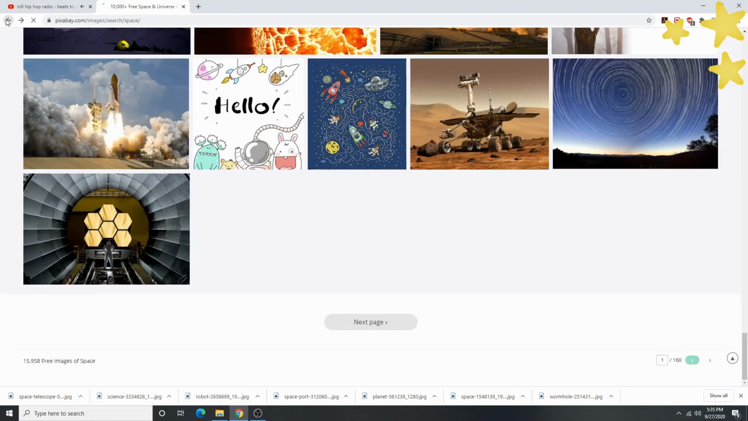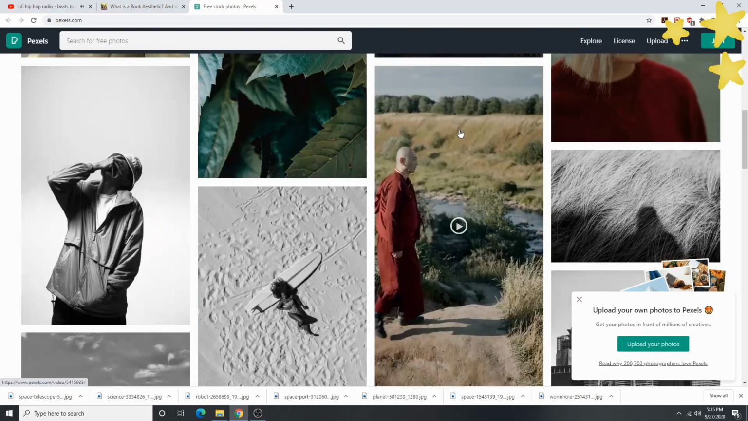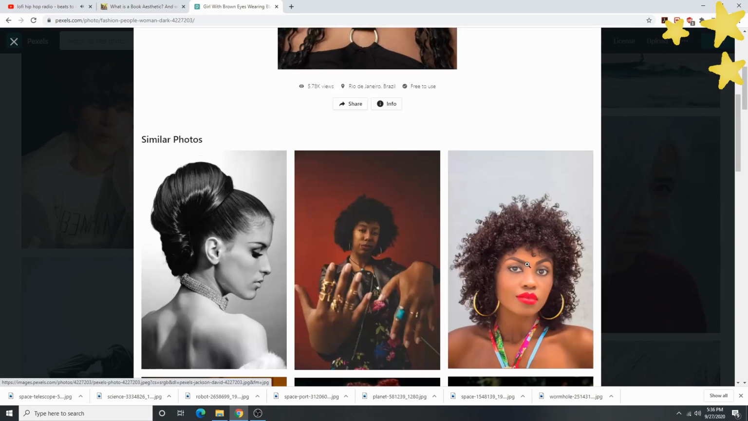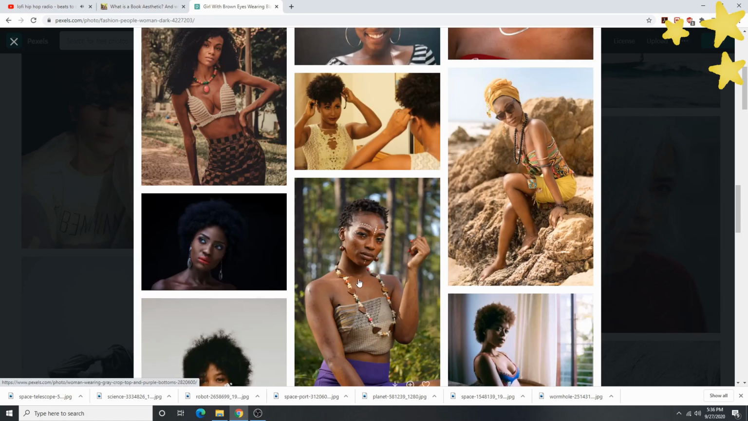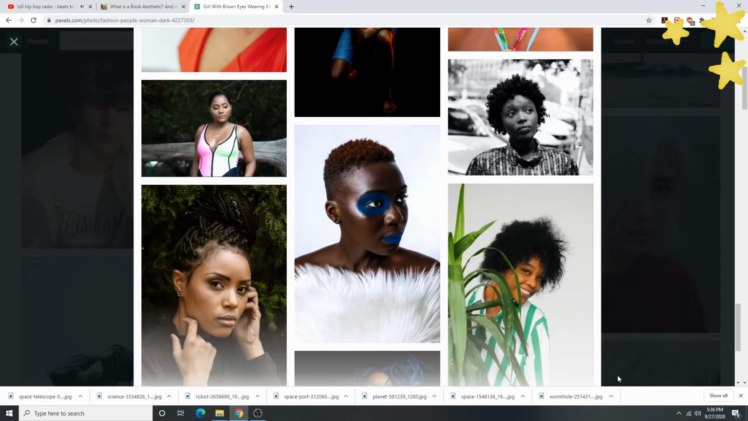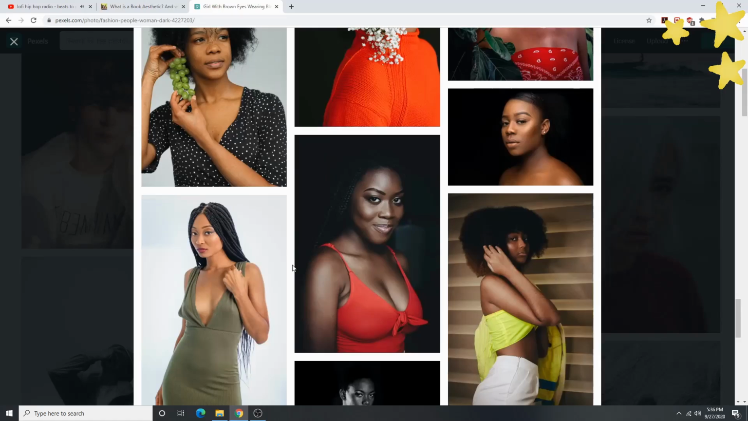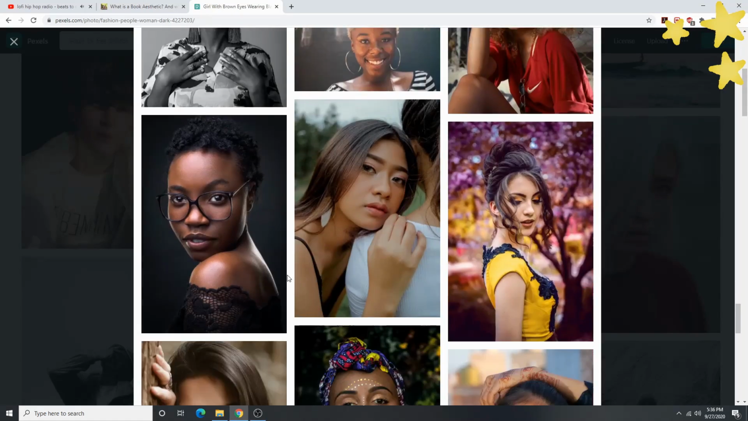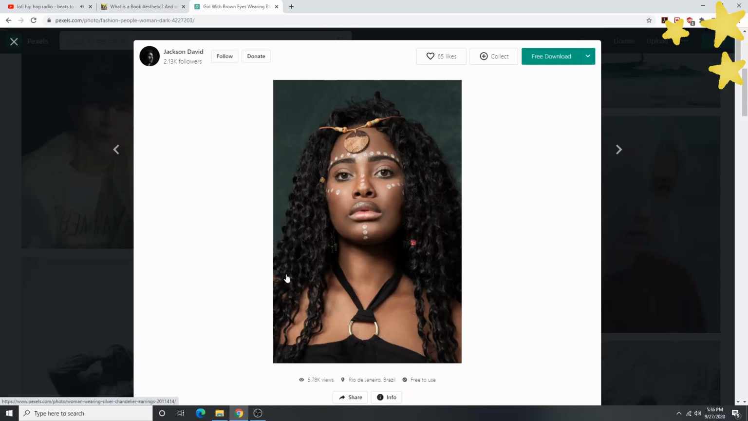I decided to use another site for free stock photos called Pexels. I actually like this site better than Pixabay, even though I did find good images on Pixabay. The quality of the photos on Pexels just seems to be better to me. There was a ton of great stock images of people, especially more to choose from regarding images of people of color.